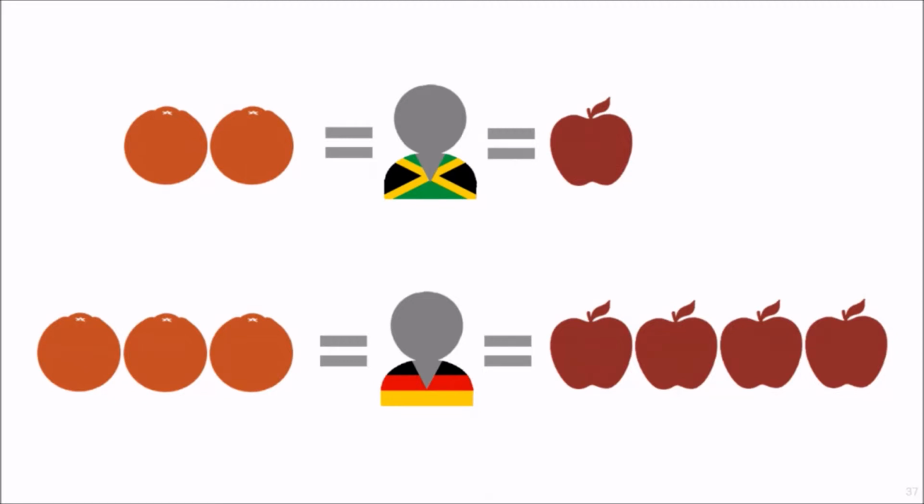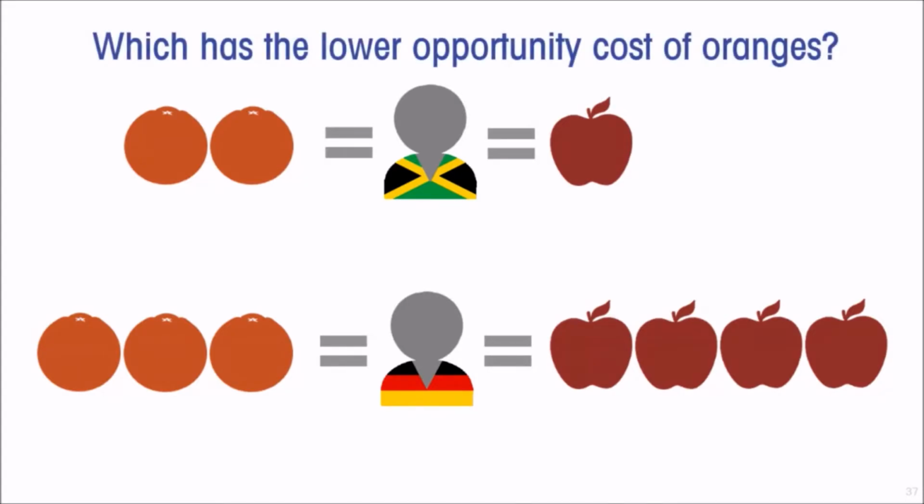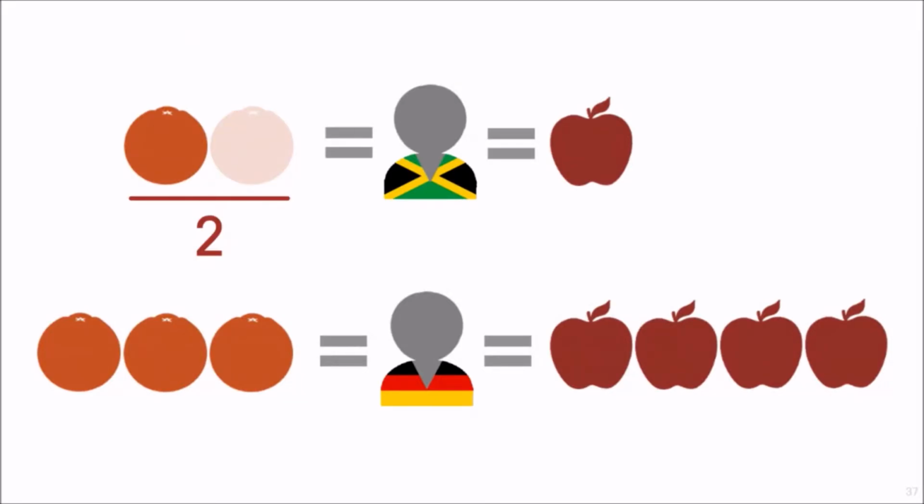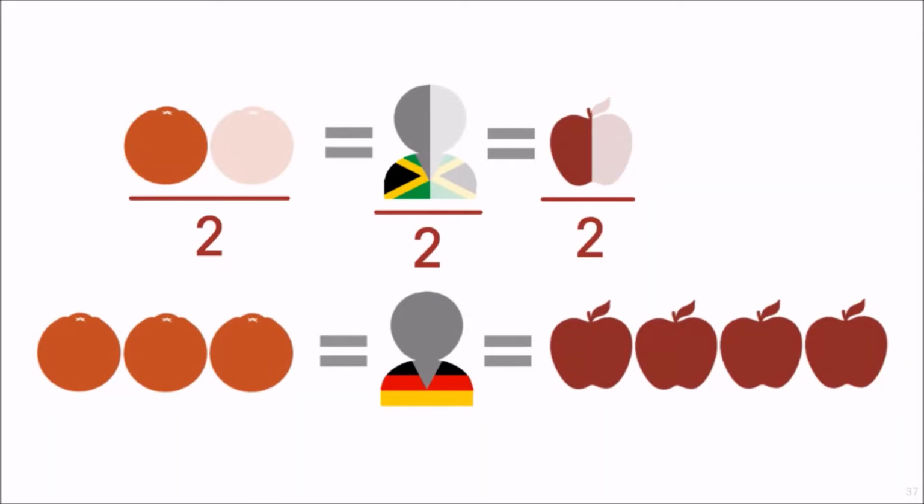a labor unit in Jamaica, say, can produce either 2 oranges or 1 apple, and a labor unit in Germany can produce either 3 oranges or 4 apples. And ask the question, which country has the lower opportunity cost of oranges? Well, if it takes 1 labor unit a day to produce 2 oranges, then 1 orange is going to take half a day. And in that half a day, that labor unit could have produced half an apple. So the opportunity cost of each orange produced in Jamaica is half an apple.